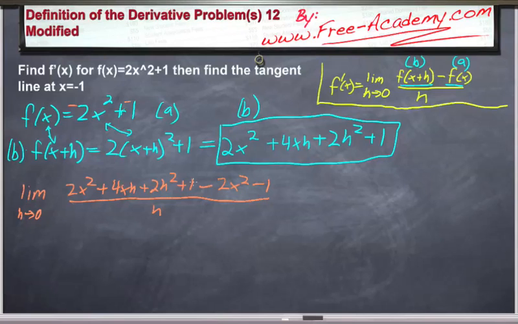So now that we've set up our formula, let's solve to get rid of h from the denominator so we can evaluate the limit. We can immediately see that 2x squared will cancel out with minus 2x squared, and then 1 will cancel out with negative 1. So this will be equal to the limit as h approaches 0 of 4xh plus 2h squared divided by h.